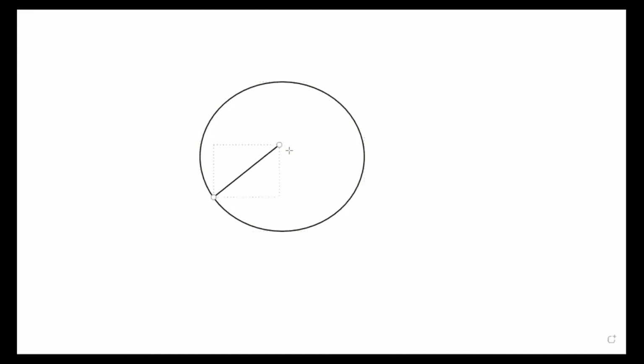Okay, so if we have, okay, we have a circle here. It's going to a point at the center, just estimating there.